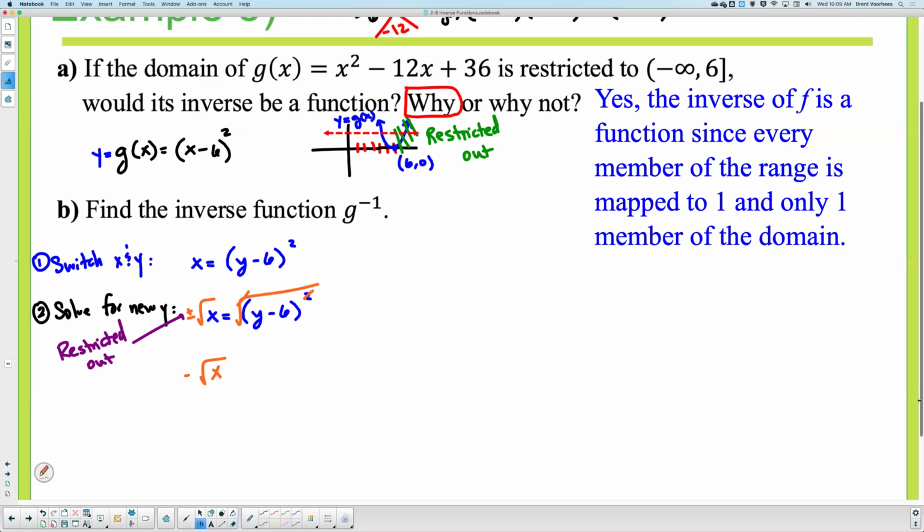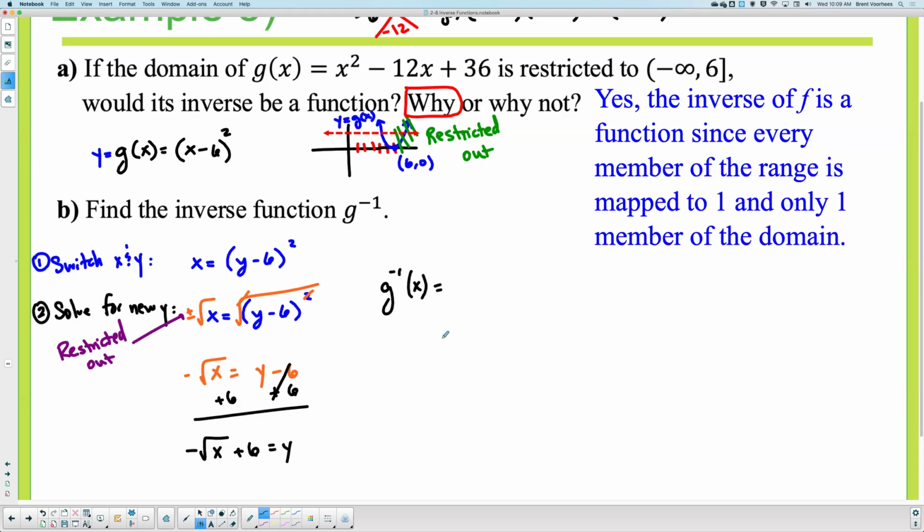And so picking up here, I would have negative square root of x equals y minus 6. And last step is I would add 6 to both sides. Negative square root of x plus 6, and that's not inside the square root, equals y. And just like that, we have our equation. So I could write this as g inverse of x equals negative square root of x plus 6. And on our restriction, you could say it goes from a y value of 0 up until infinity, where x goes from 0 to infinity.